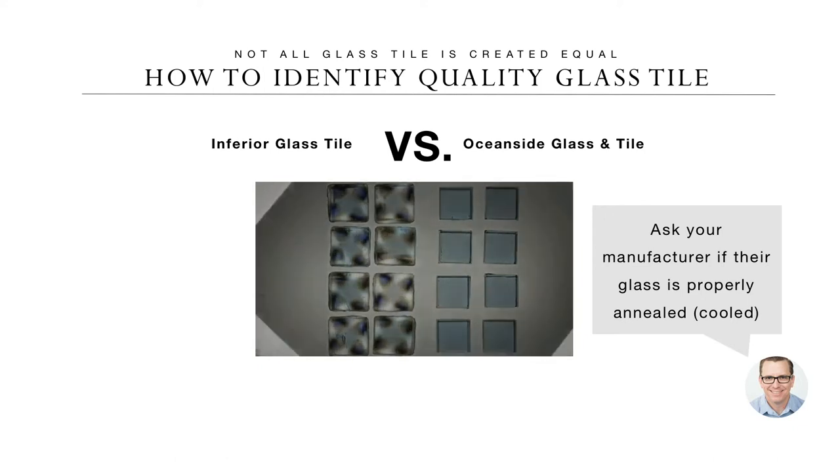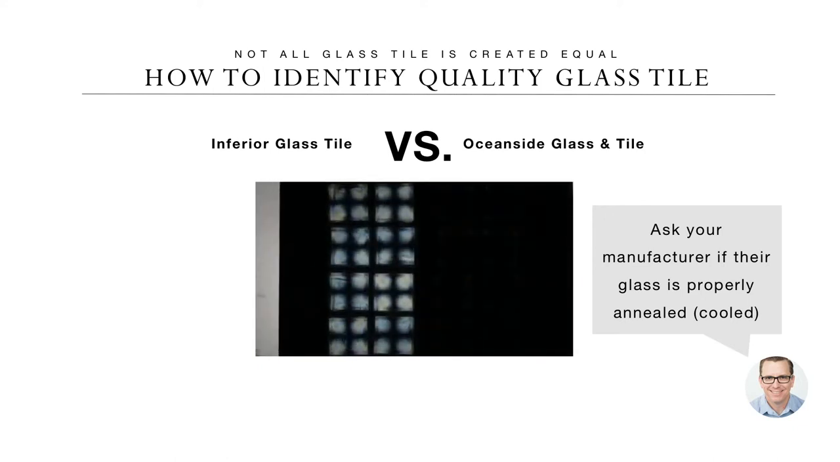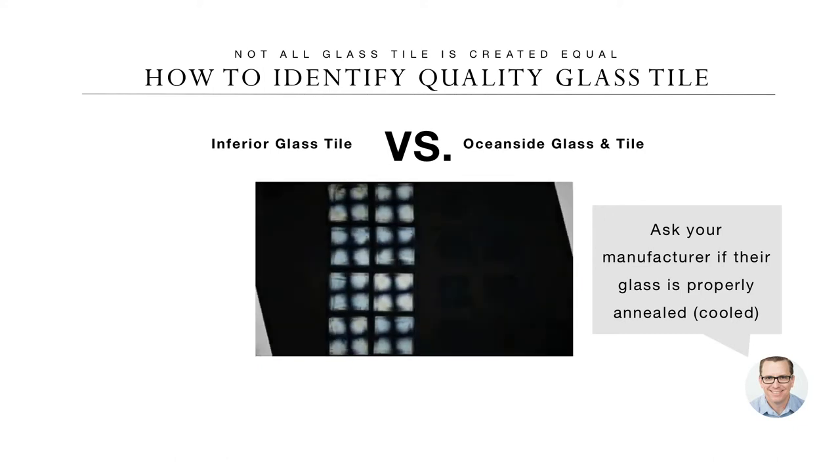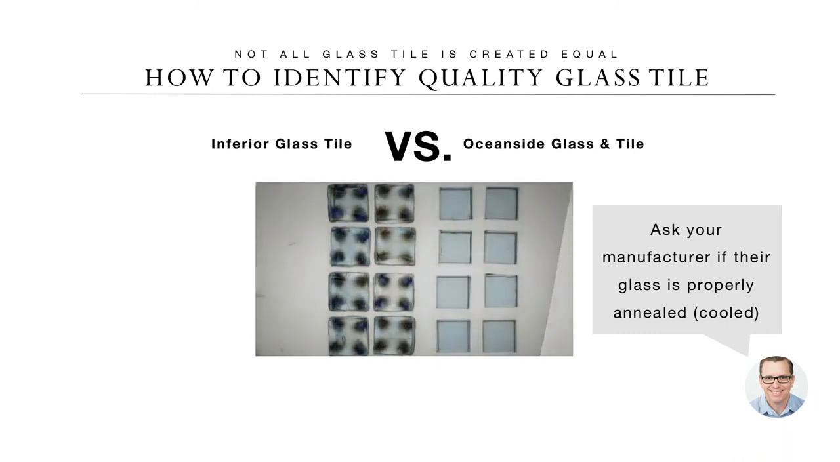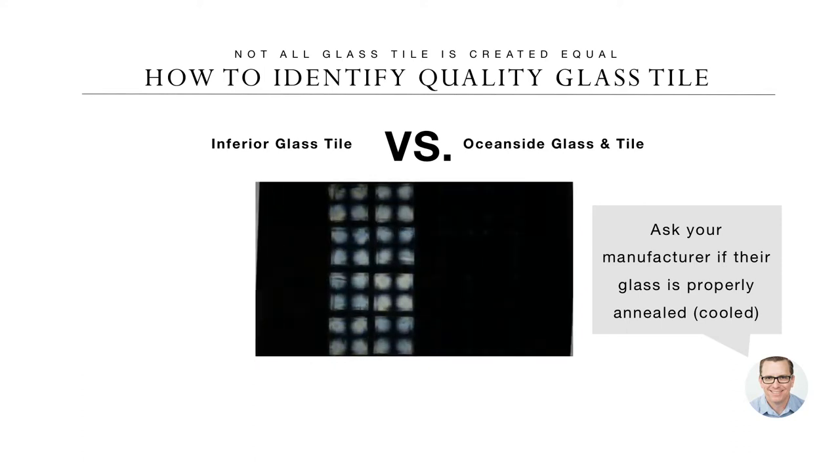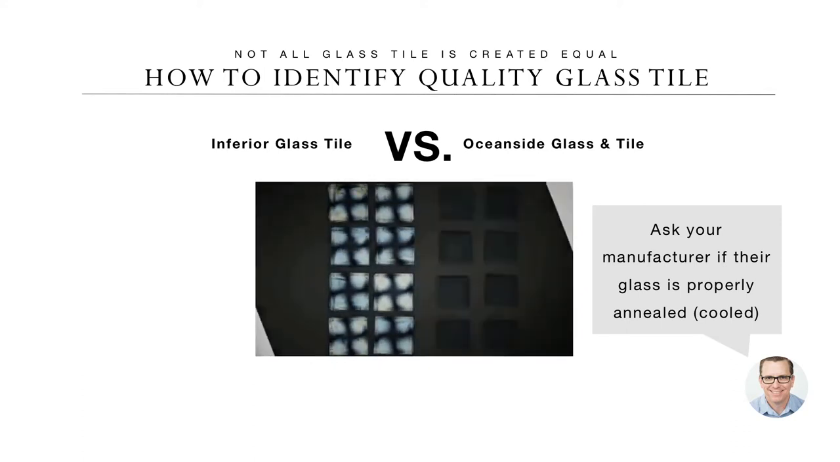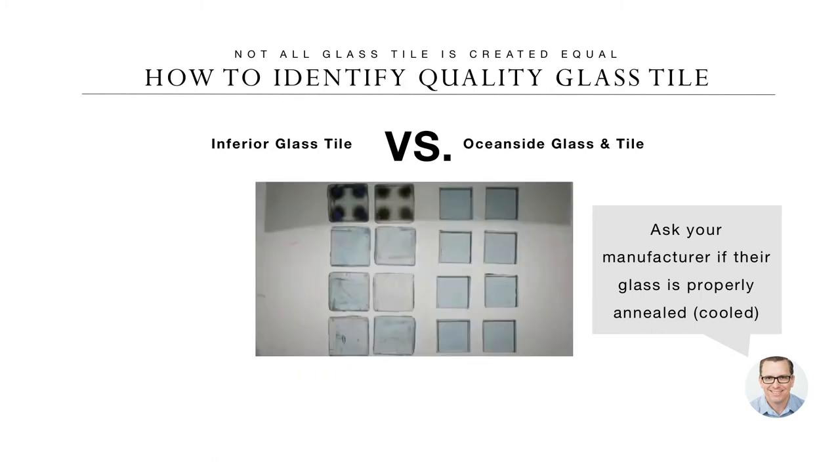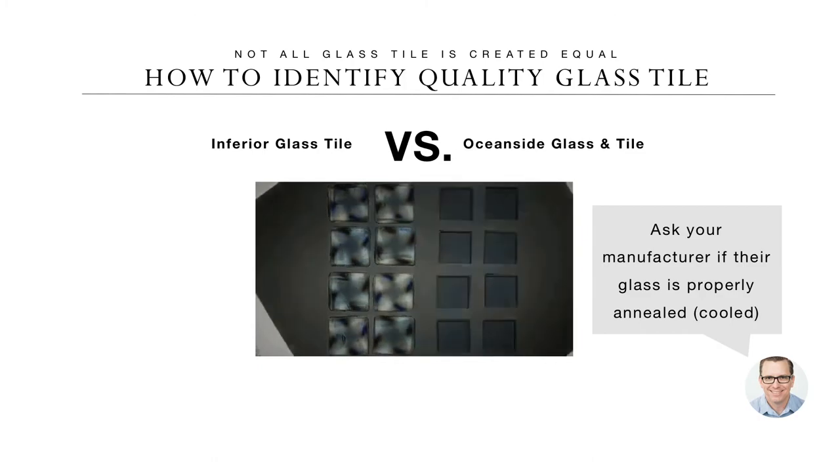And we put the word properly in there because we, on occasion, have people say, oh, yeah, it's annealed. We let it cool to room temperature. That is not annealing. That's letting it cool down in an uncontrolled fashion. It's very inconsistent, and you get a wide range of residual stress within the materials. So it's really critical. Ask the manufacturer. Ask them to provide some sort of documentation if at all possible.